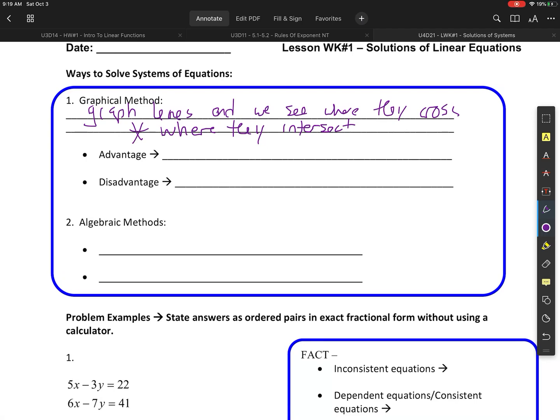Alright, so what's the advantage to a graphical method? It's obvious, because you see it. It's there. It's present. You see where the two lines cross. The disadvantage? Not always a clean number.